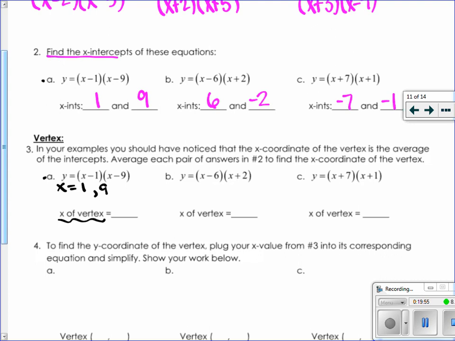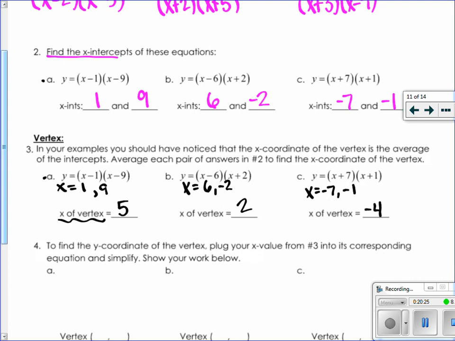There we go. If we know the x-intercepts, which are 1 and 9, add them together, divide by 2, that's the x value of your vertex. It sits in between them. So 5. This one matches up here, so the x-intercepts are 6 and -2, which means, what's the x value of that vertex? 2. And then if our x values are -7 and -1, what's the x value of the vertex? -4.